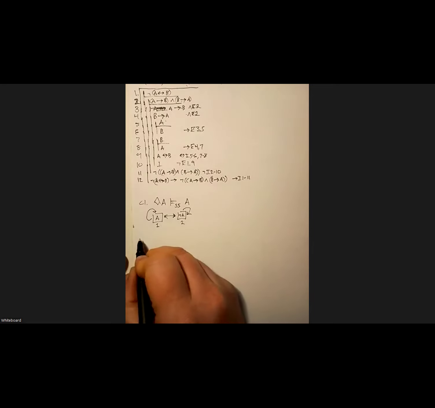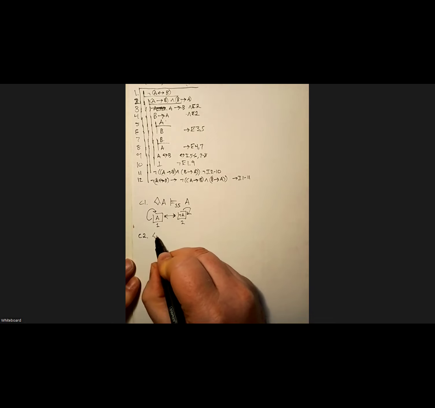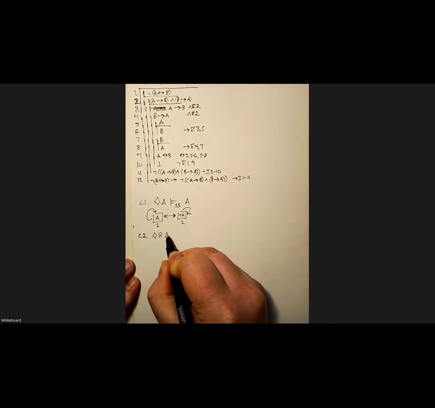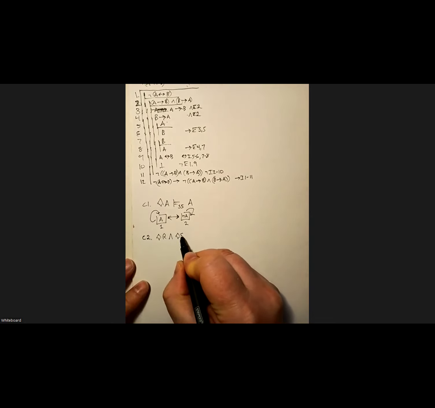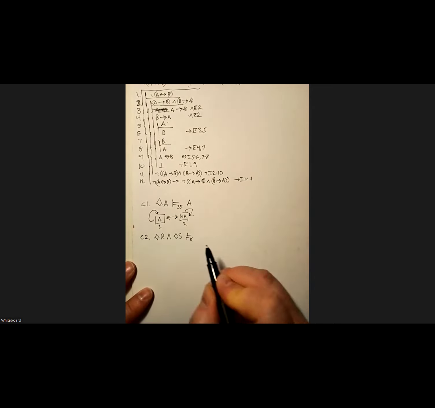And let's go to C2. C2, we have diamond R and diamond S in K.